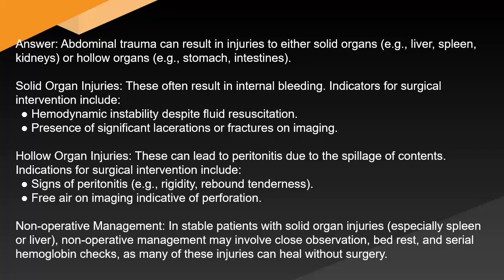Indicators for surgical intervention include hemodynamic instability despite fluid resuscitation, presence of significant lacerations or fractures on imaging, and hollow organ injuries. These can lead to peritonitis due to the spillage of contents. Indications for surgical intervention include signs of peritonitis, e.g. rigidity, rebound tenderness, and free air on imaging indicative of perforation. Non-operative management is used in stable patients with solid organ injuries, especially spleen or liver. It may involve close observation, bed rest, and serial hemoglobin checks, as many of these injuries can heal without surgery.